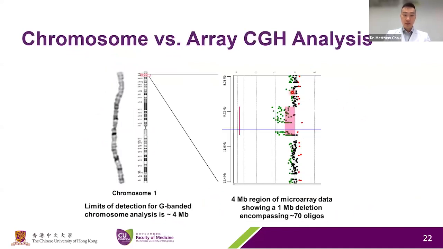So the reason for using CMA is that it greatly improves the resolution for the detection of copy number variants, so gains and losses throughout the genome. So for this example, there is a very small 4 megabase deletion in 1p36. For the chromosome analysis, even though you have a very long chromosome with many bands, it might be quite difficult to detect a very small deletion, especially when it doesn't involve more than one band, or if the resolution is not well. But on the CMA, you can clearly see a large segment with a signal consistent with deletion.